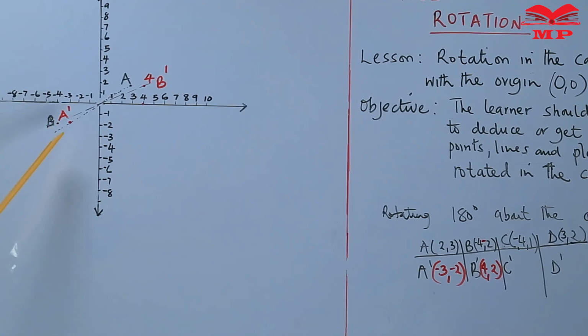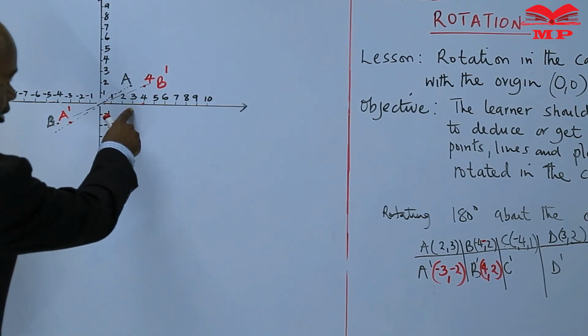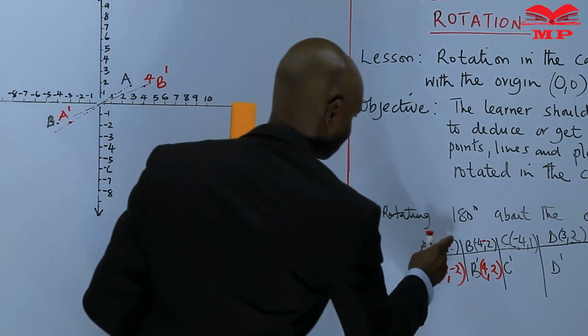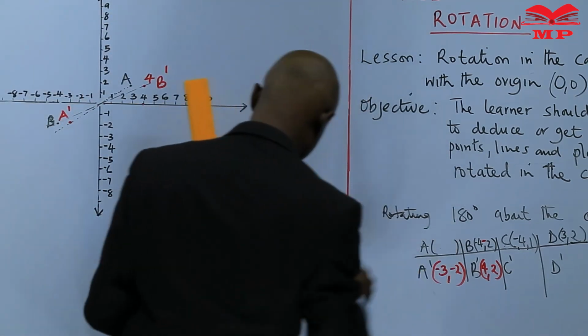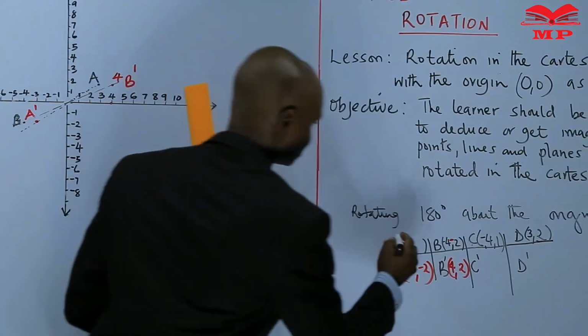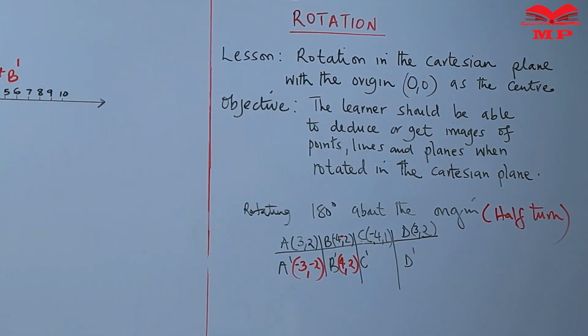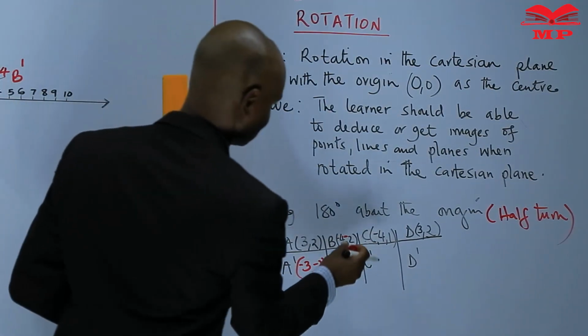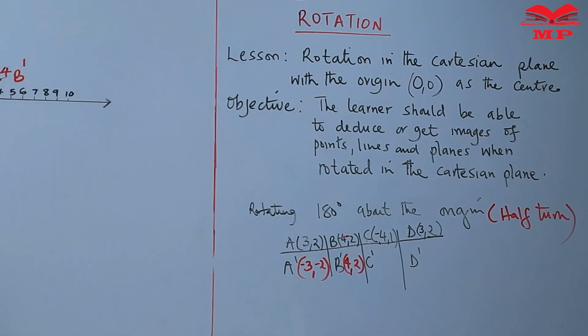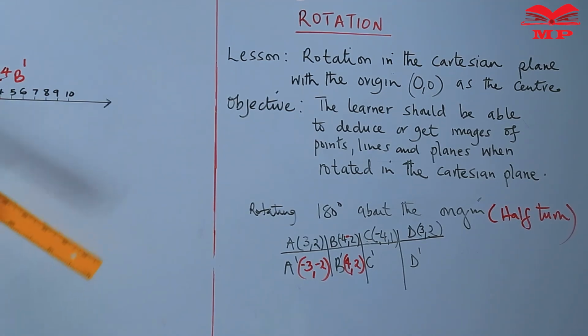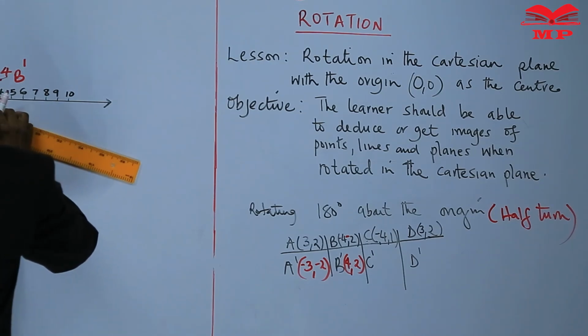A became what? A was 3, 2, just for the correction. For 3, 2, it became negative 3, negative 2. These ones have changed sign. Let's go to C. Negative 4, 1 is here. So if we stretch it, this is C.